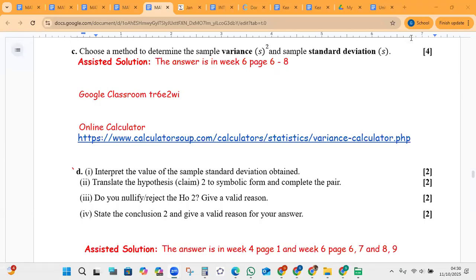As stated in the question, part C says to choose a method to determine the sample variance, S squared, and the sample standard deviation. The sample variance and the sample standard deviation will serve as an estimate for the population standard deviation. To do that, we can go to week 6, pages 6 to 8.